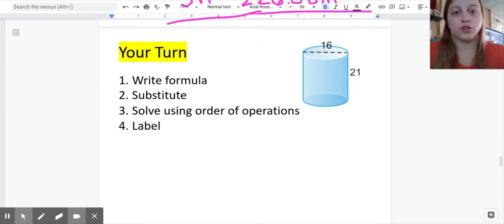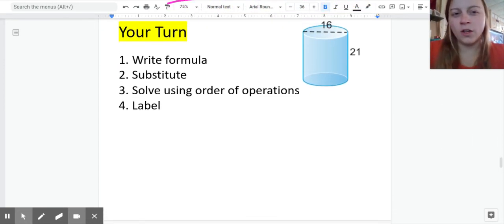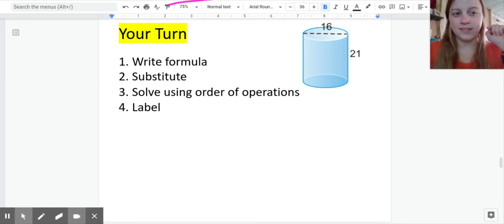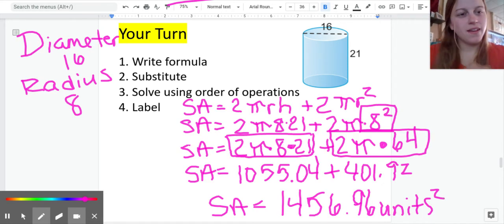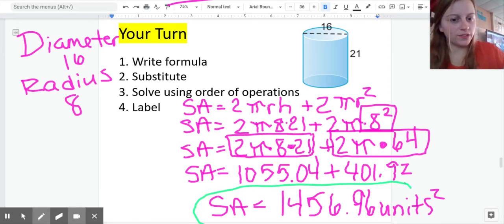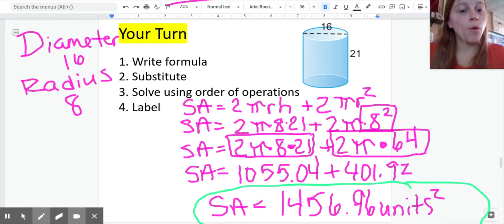So let's go ahead and try another one. Be on the lookout for, are they giving you the radius or are they giving you the diameter? We'll pause the video while you work. And here is the answer to this you try. Okay, so our final answer here is 1,456.96 units squared. Because you're dealing with pi, and pi is a decimal, a lot of your answers will have decimals in them, and that's okay.